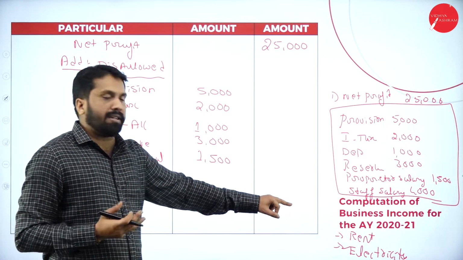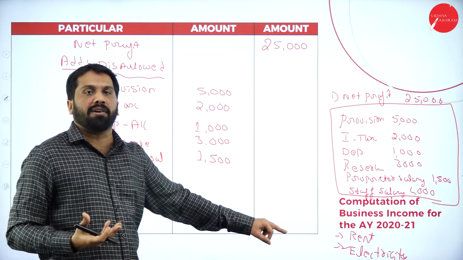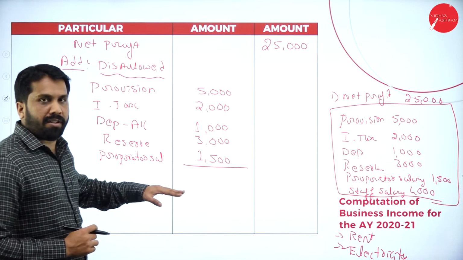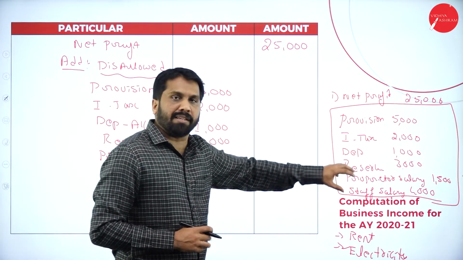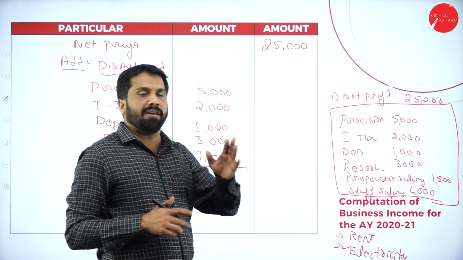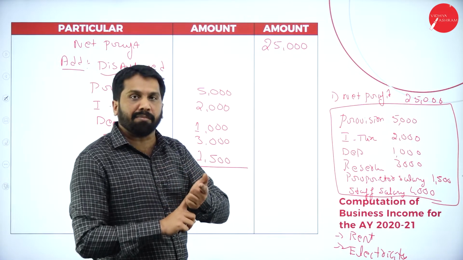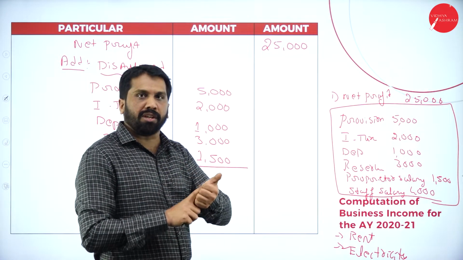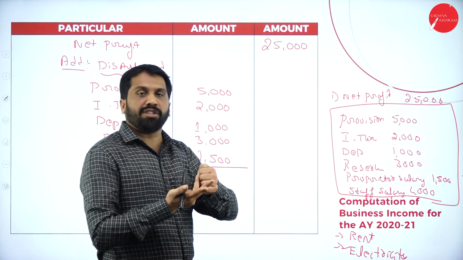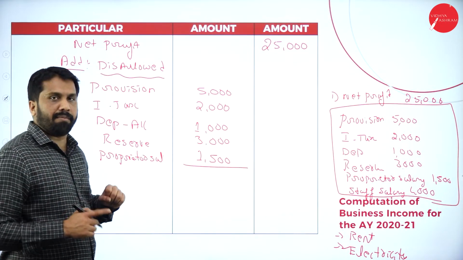Now, rent, you have to pay rent for your business, right? Electricity, without electricity, you cannot run your business. So, these are the items which are called disallowed. Hope you are clear. Like this, your question will be like this. We have to extract which are not related to business. Remember, any reserve, any provisions, any income tax, any depreciation, proprietor's salary, personal expenses, donation for personal, all these are called disallowed items. Hope you are clear.